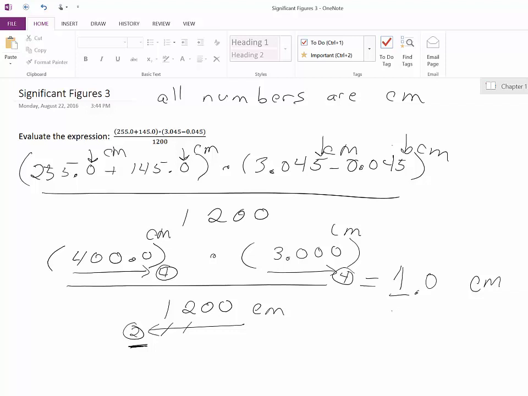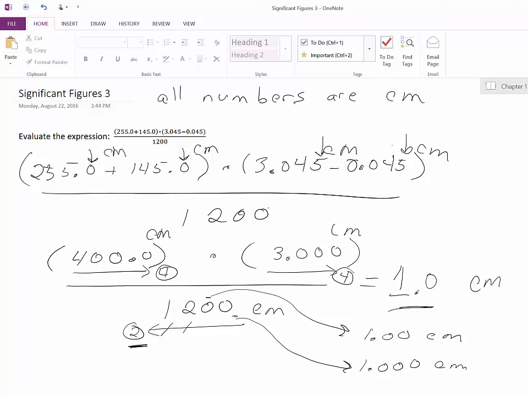The only way for this to have more significant figures would be if the 1,200 had a bar over one of the zeros. Then we would have to keep more significant figures. That bar over that zero in the tens place means that we would actually have 3 significant figures. Or if we had a decimal at the end to signify that that last zero was significant, then it would be 1.000 centimeters.